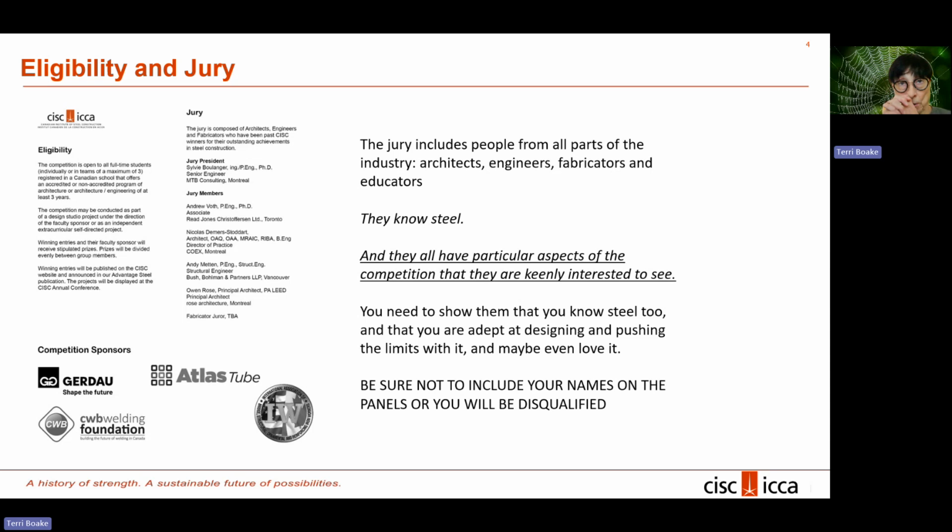Your eligibility and jury. You have to be a student at a school of architecture or engineering. You can read more specifics about that on the CISC competition website. The jury includes people from all parts of the industry, architects, engineers, fabricators, and educators, and they know steel. They all have particular aspects of the competition that they're keenly interested to see. So you need to show them that you know steel too, and that you are adept at designing and pushing the limits with it, and maybe even love it.